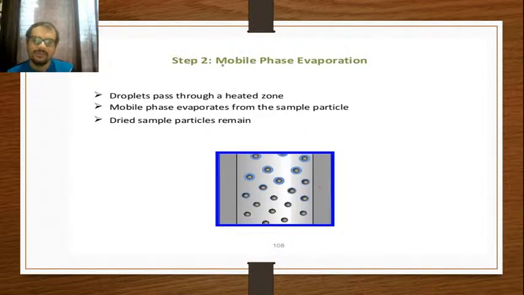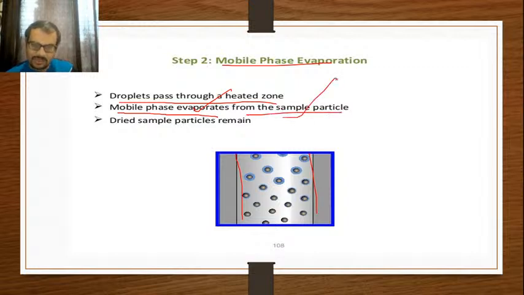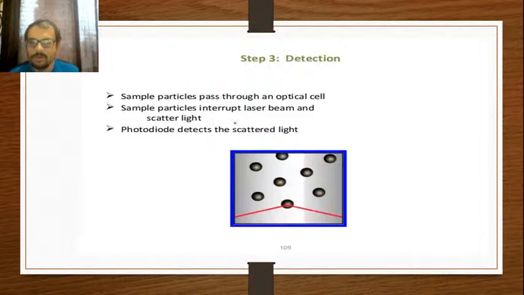Second step, mobile phase evaporation. Now these droplets pass through the heated zone. This is the heated zone. Mobile phase, as we all know, evaporates, simply leaving the smaller sample particles. These dried sample particles remain because of evaporation of the mobile phase.